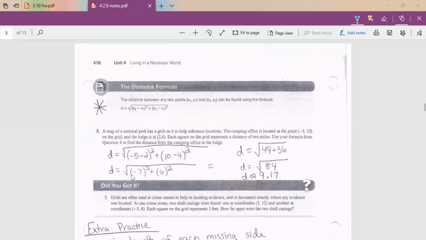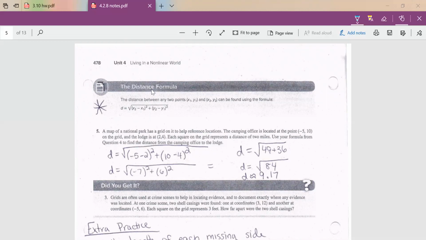All right. So it says a map of a national park has a grid on it to help reference locations. The camping office is located at the point -5, 10, and a lodge is located at 2, 4. Each square in the grid represents a distance of miles. Okay, so first thing is, it says find the distance from the camping office to the lodge. So we need to calculate the distance.